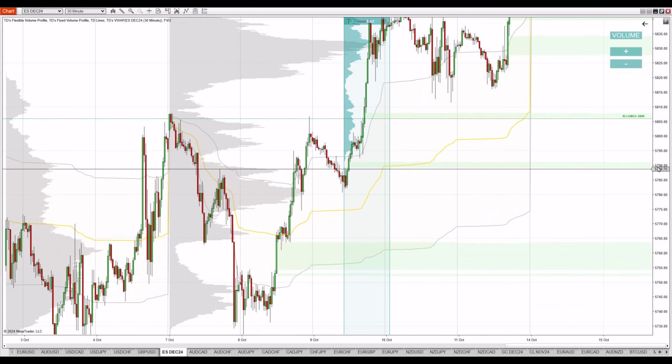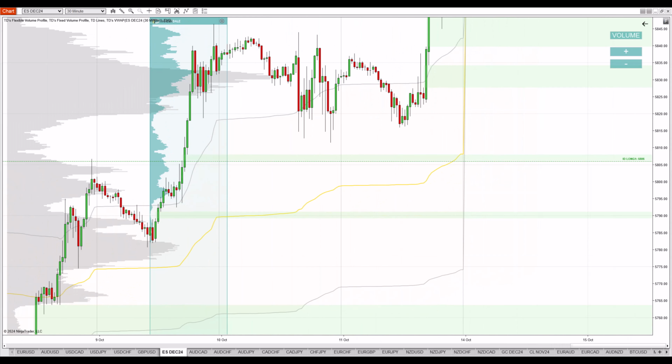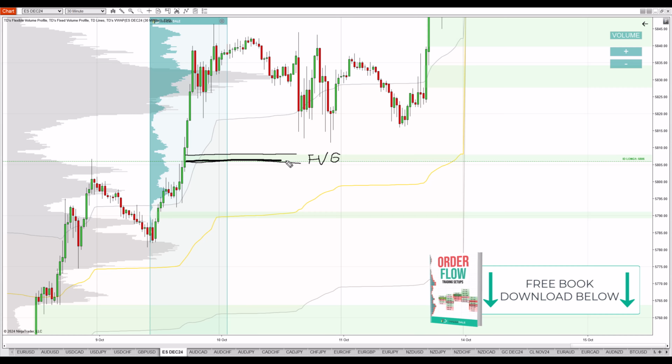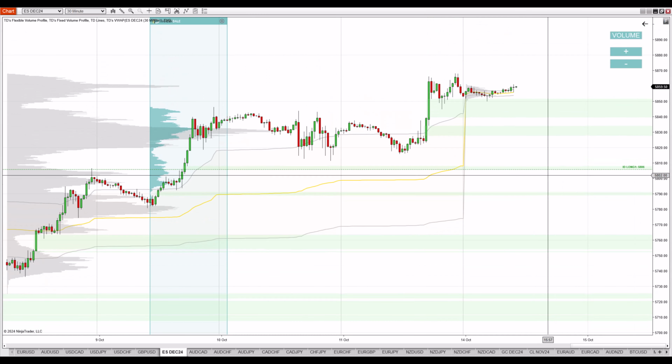Also, let me zoom this in a bit so you can see it better. There's a fair value gap. On Friday I published a video where I explained it, so you can watch the video. It's on YouTube or on my website in the videos section. This is the fair value gap highlighted in green, and the level is at the beginning of that fair value gap. The fair value gap is a concept from smart money trading, and I like to use this together with my volume profile setups. Alright, so that's the reasoning for this long level.